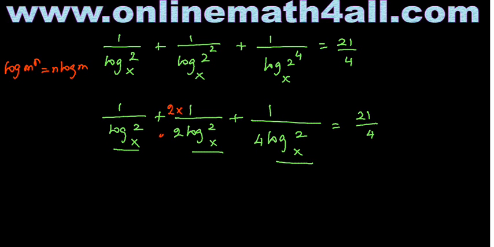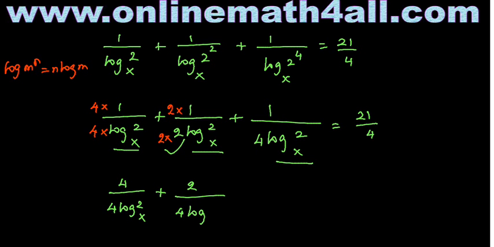The second fraction, I multiply the numerator and denominator by 2. And in the first fraction, I multiply by 4 at both numerator and denominator. When I do so, 4 over 4 times log 2 to the base x, positive, the second fraction we have 2 over 2 times 2 will be 4 log 2 to the base x, positive 1 over 4 times log 2 to the base x is equal to 21 over 4.